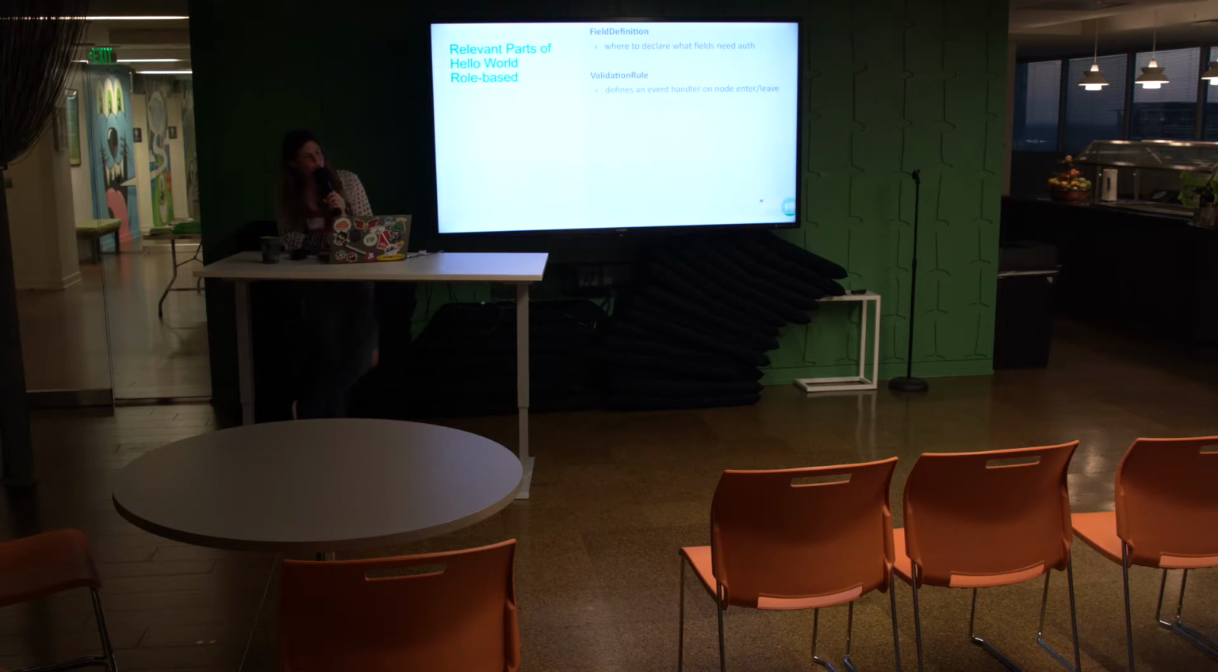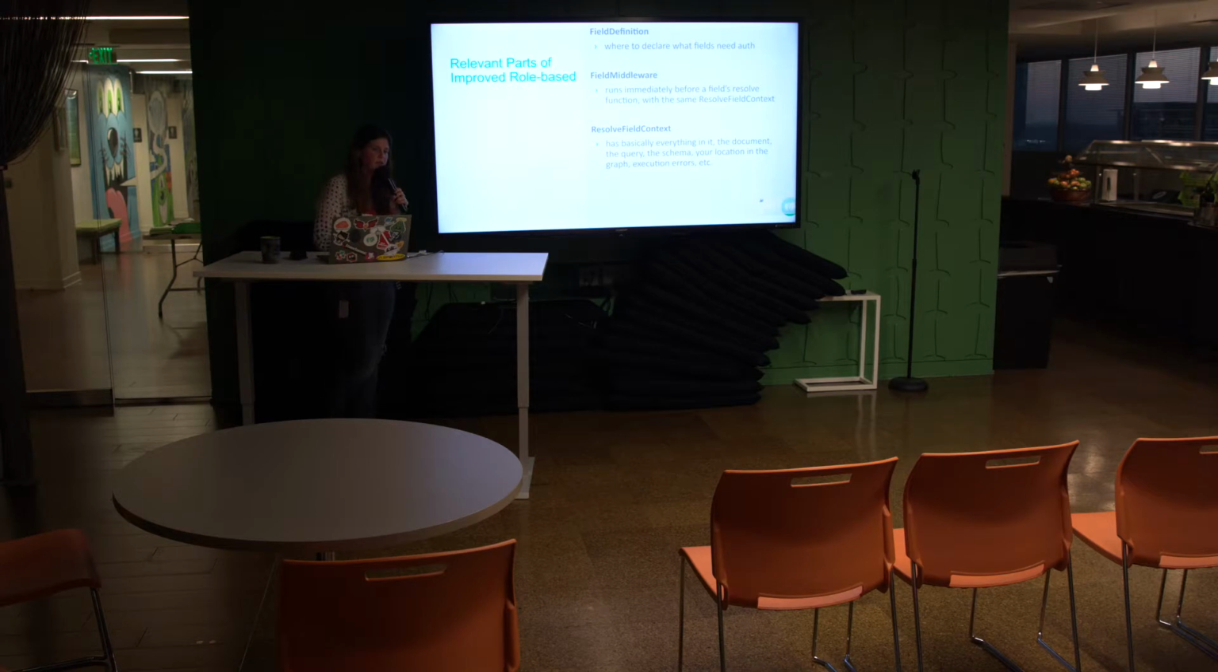So for the hello world, the most important things to know about how that works is there's a field definition where we tell it that a field needs authorization and for what role to authorize it for. And there's also a validation rule that they provide for you that you registered in your services collection. A validation rule is just an event handler on node enter when it's walking down that document tree on each node. There's, I don't know, 25 of them or so that are built in that are just checking for syntactical correctness, and then there's any number that you can add on after that.